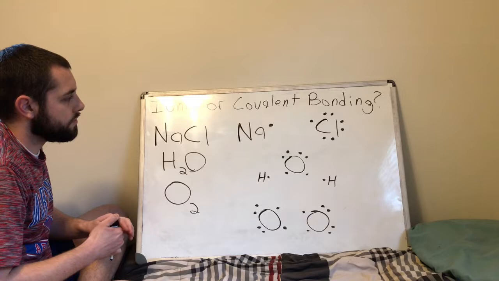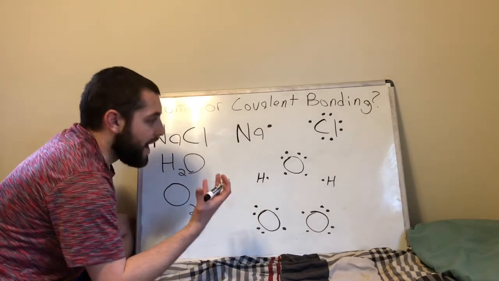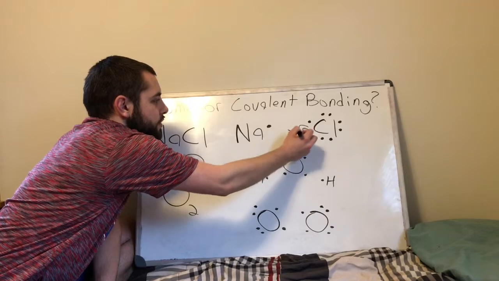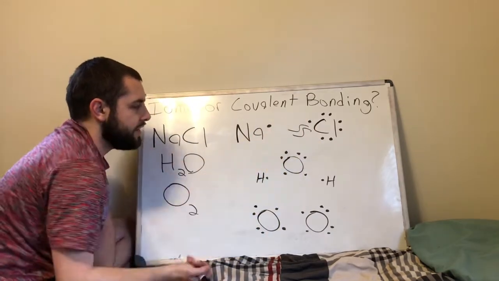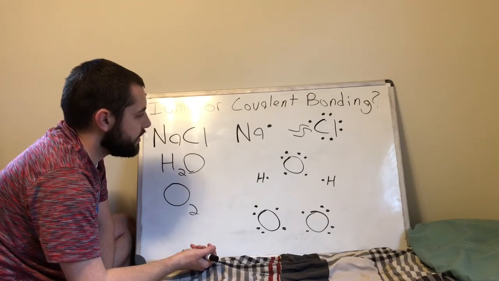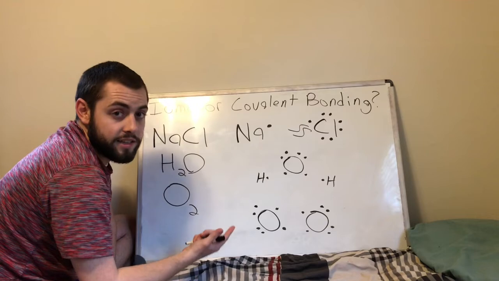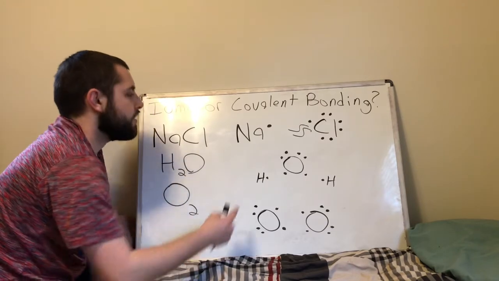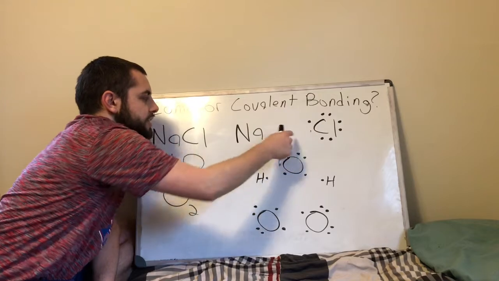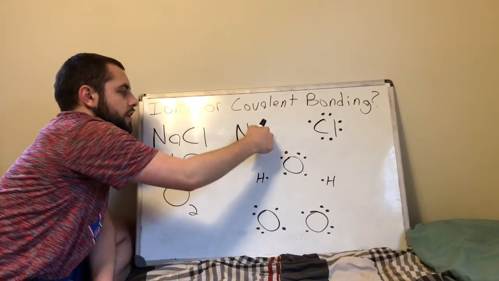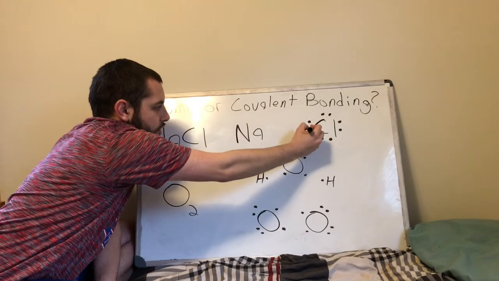Chlorine, its nucleus, it's got this positive charge in the nucleus. And this negative electron is attracted to that positive charge from the nucleus. It's more attracted to chlorine's nucleus than it is to sodium's nucleus. So this electron is going to end up being completely transferred. It'll go from our sodium atom over here to our chlorine atom.